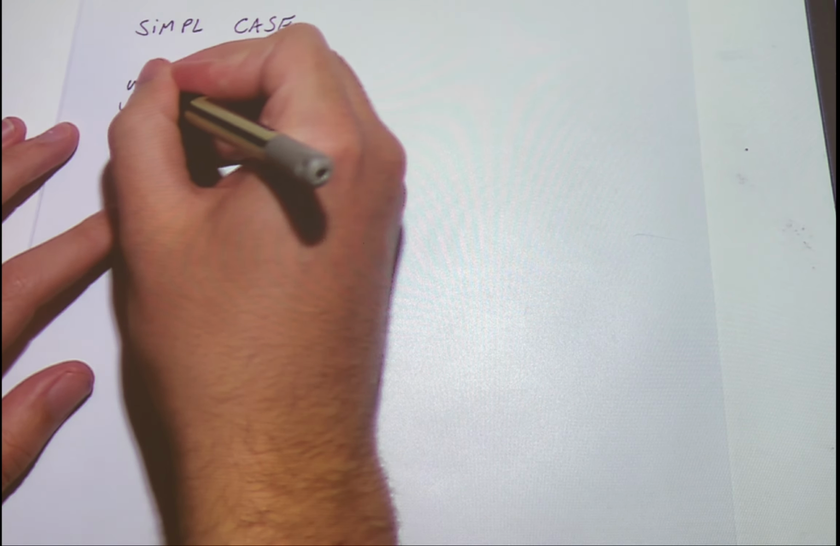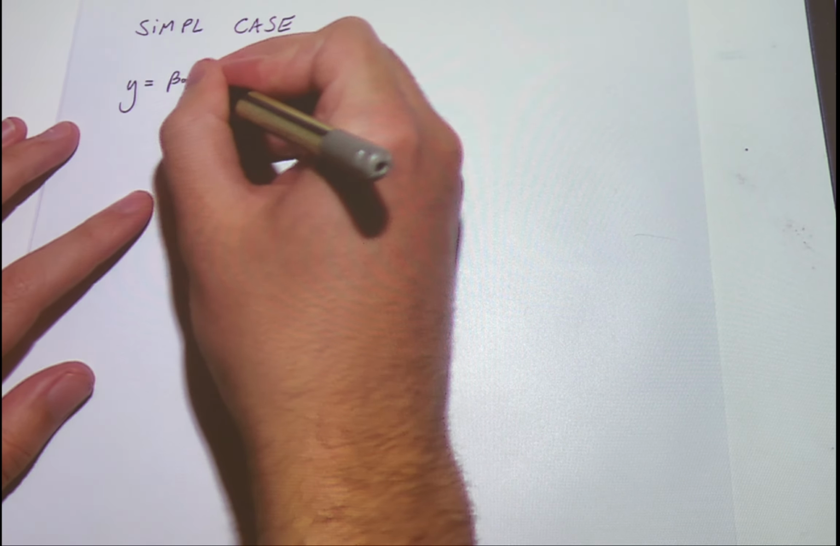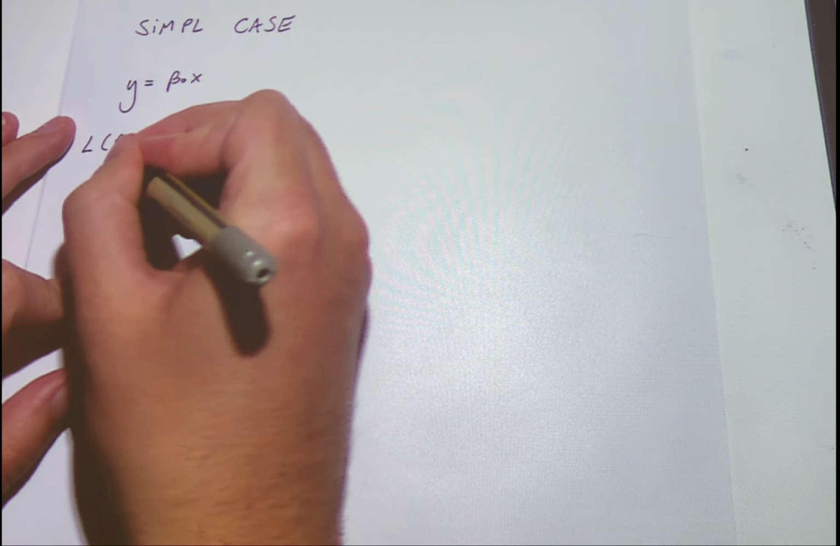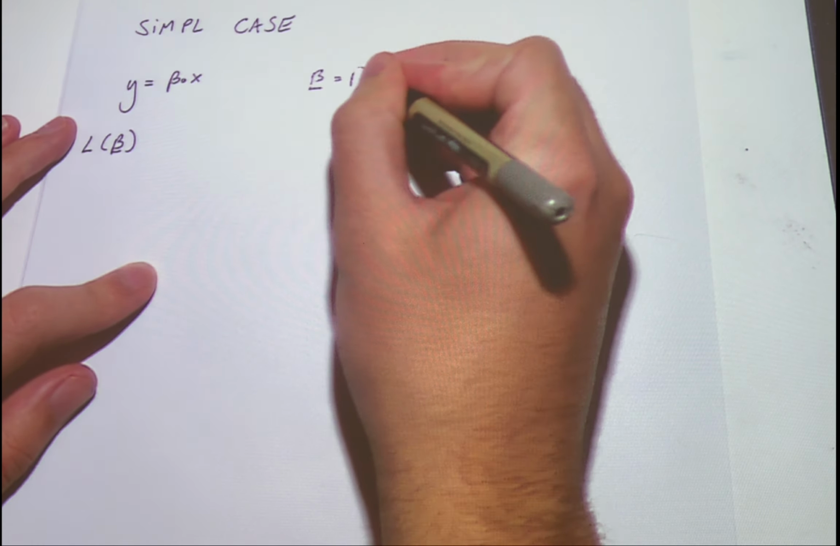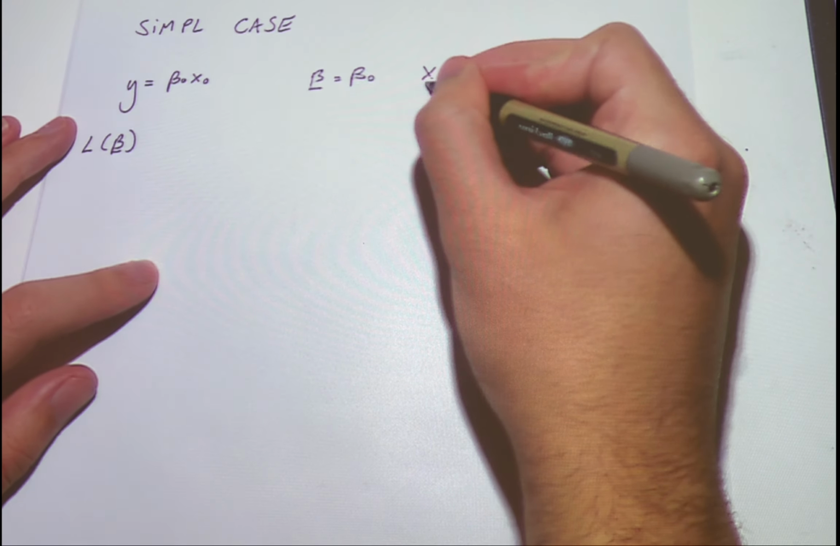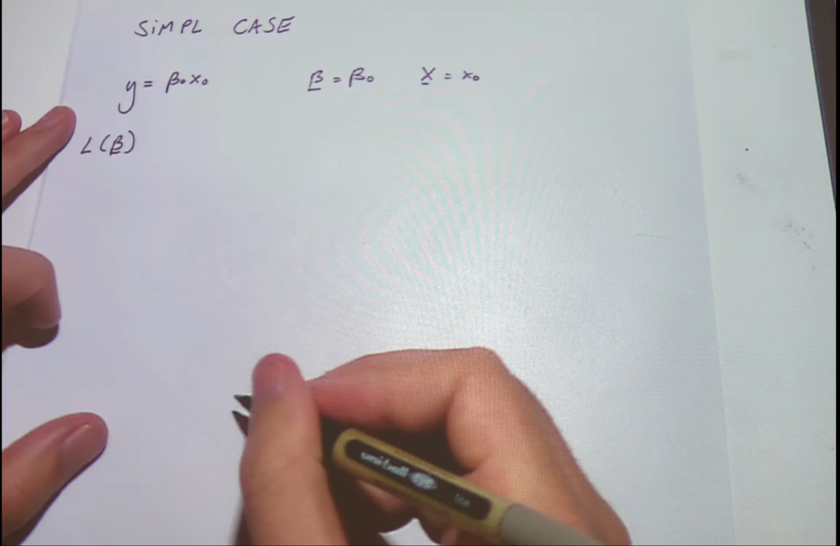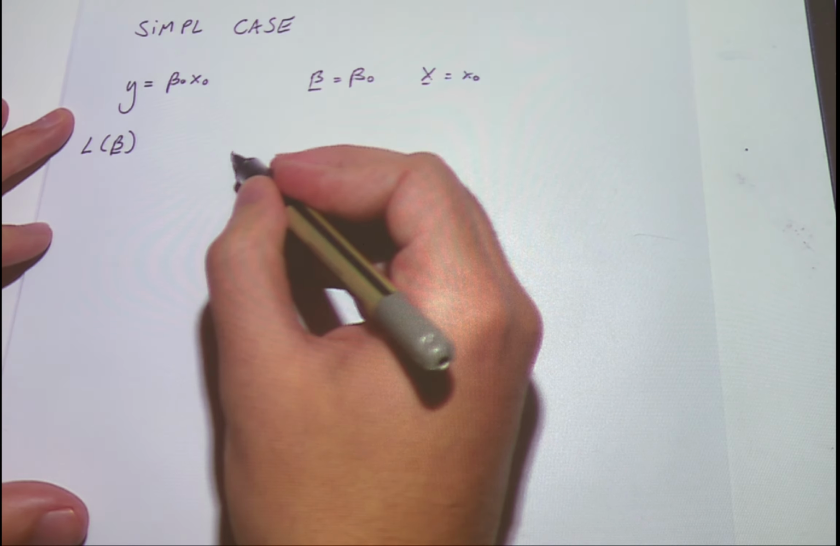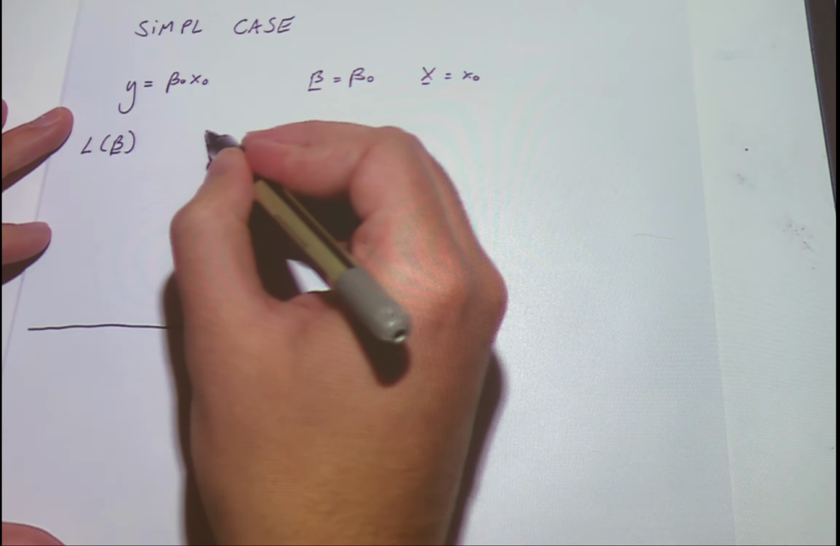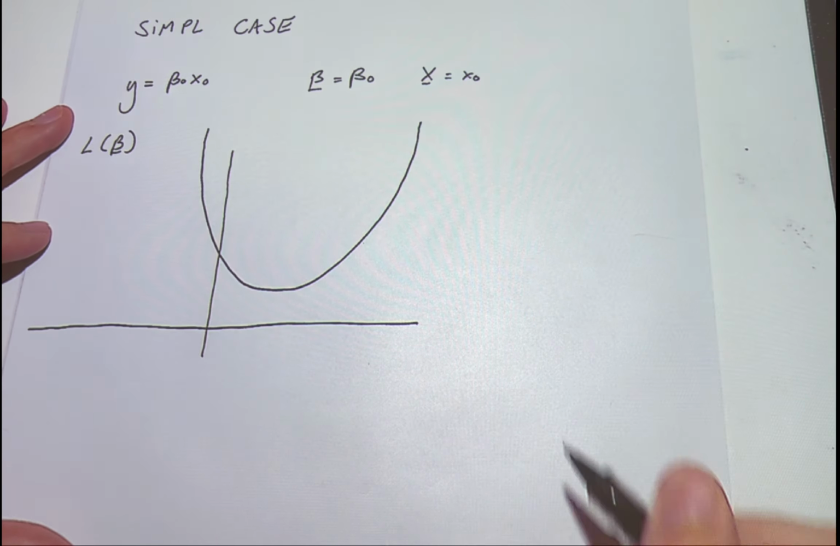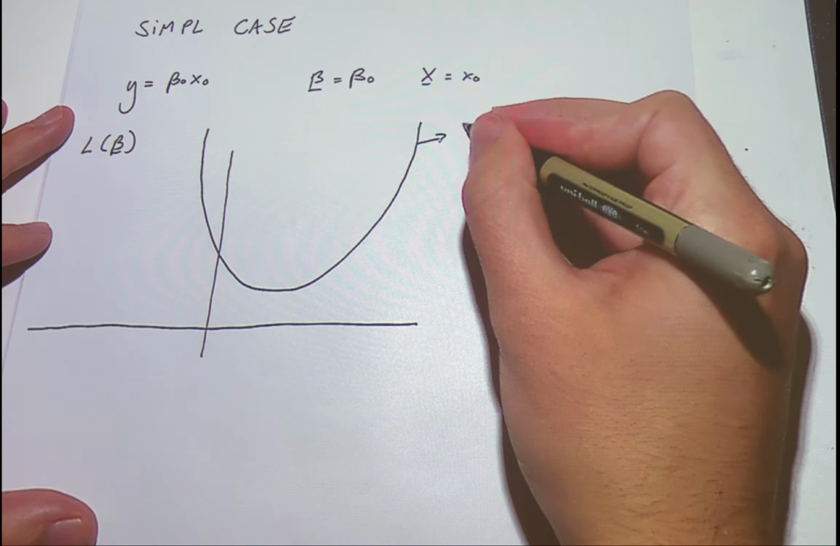So I'm just going to show you what this looks like for a simple case. We can imagine that y is a very simple model with no intercept, just equal to b0 times x0. And this is what our loss function is going to look like. On the x-axis, we've got beta, and on the y-axis, we've got our loss. And we're trying to minimize this loss. So we're trying to choose the optimal value of beta.